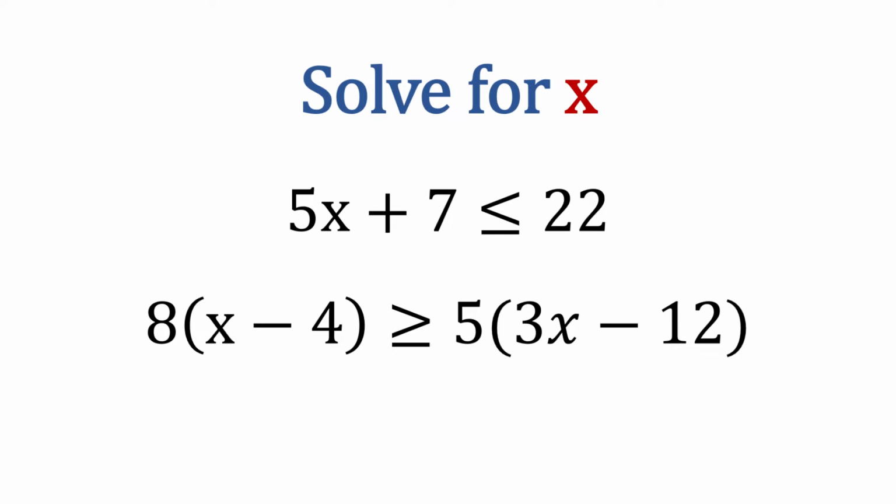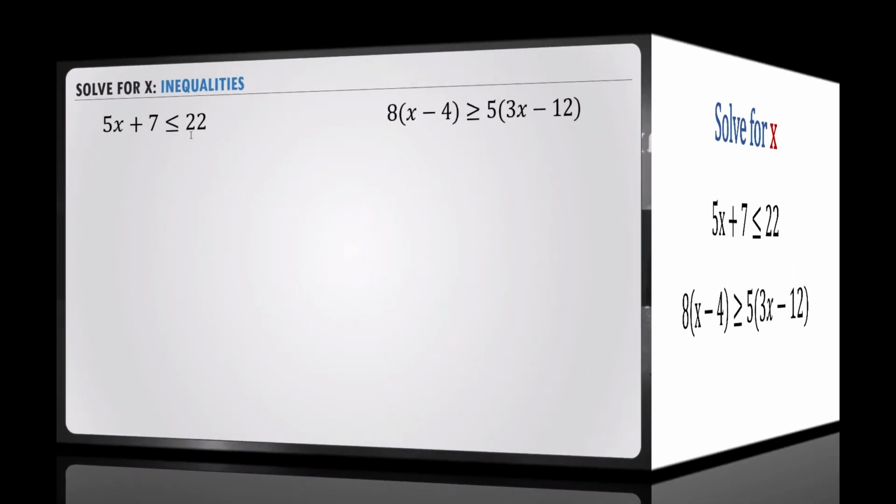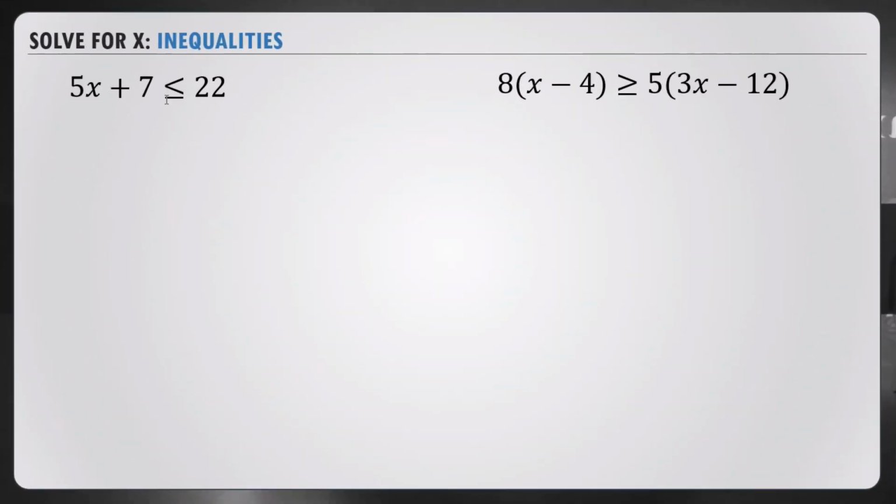Today let's solve for x with inequalities. Let's start with the first one, which is 5x plus 7 is less than or equal to 22. Very simple basic inequality. This works out to 5x. Subtract 7 on both sides, we get 5x is less than or equal to 22 minus 7, which gives me 15. Divide by 5 on both sides, that gives me 3. So x is less than or equal to 3. This is just basic inequalities.